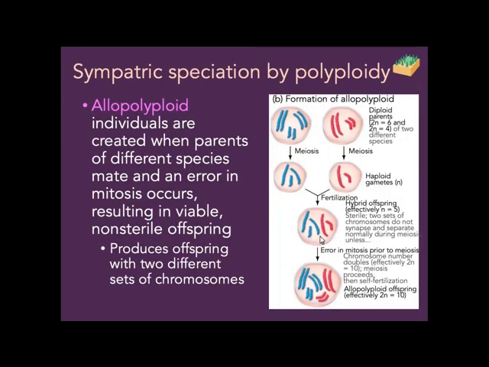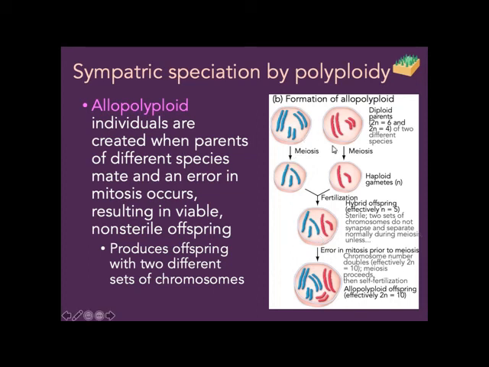You can also have a different way of polyploidy that results in sympatric speciation. You can have allopolyploidy. So, what's allo mean? I think it meant different. Yeah, meant different. So you get an allopolyploid, and the different in this case means the chromosomes are coming from different places, okay? So this can happen when parents of different species mate, and there's some error in mitosis, and so you end up, instead of the offspring dying, which would be the most common case, you end up with viable non-sterile offspring.